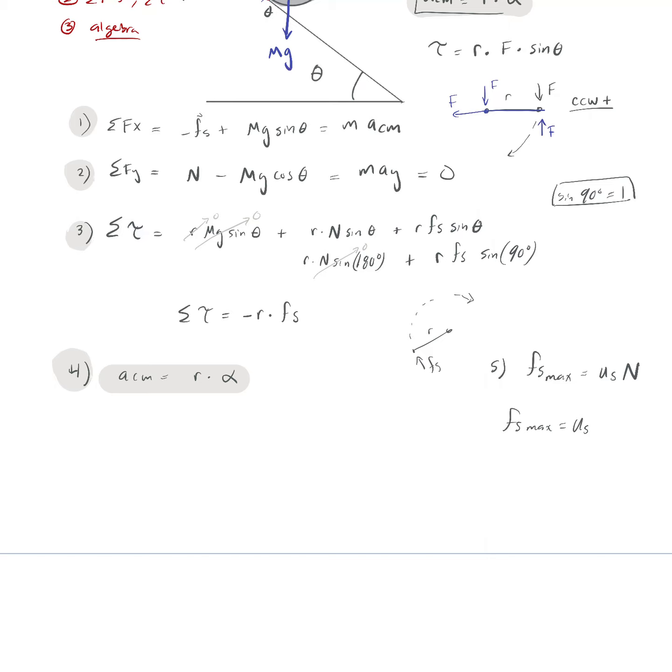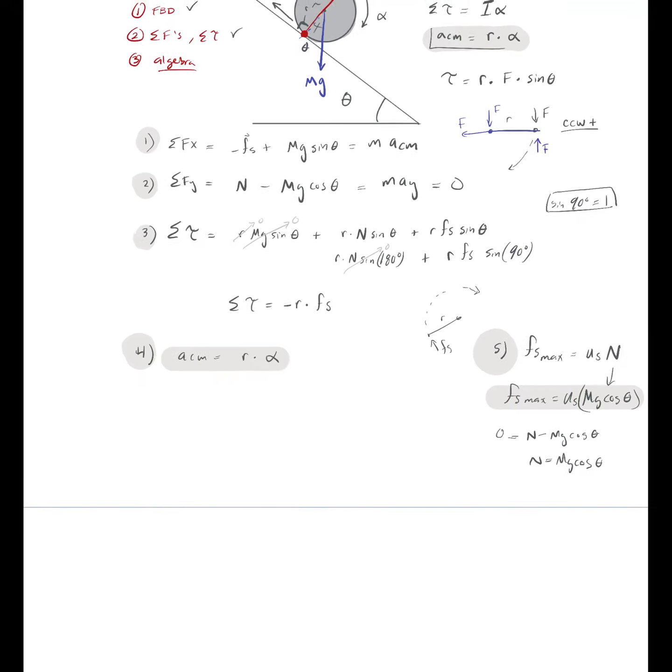And then what does n equal? Summing forces, I have 0 equals n minus mg cosine of theta. So n is equal to mg cosine of theta. So just subbing in that n, I also have an expression for my friction. Okay, so let's sub some things out here.